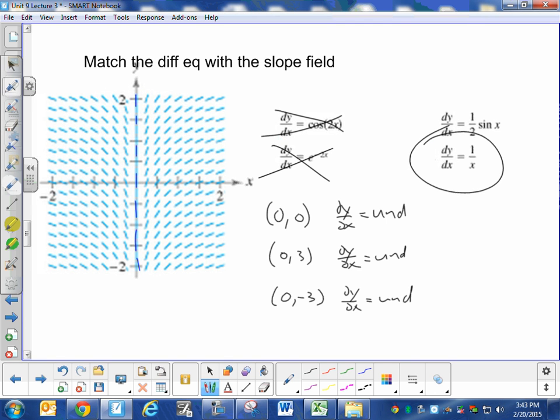What's it going to be? 1 over x. I plug in 0, I get 1 over 0, undefined. If I plug in 2, I get 1/2. All of these slopes are 1/2. At -2, all these slopes are -1/2.